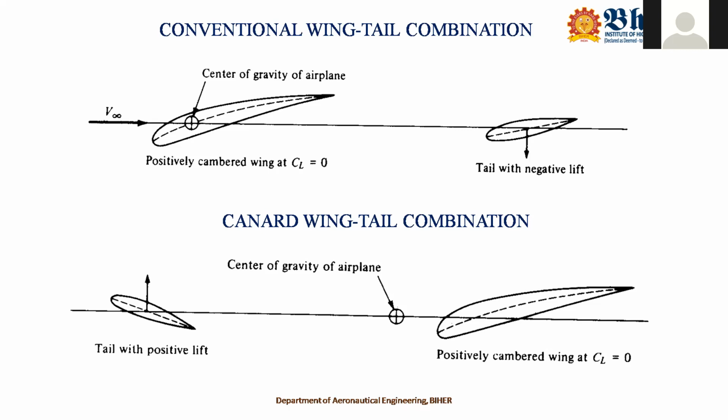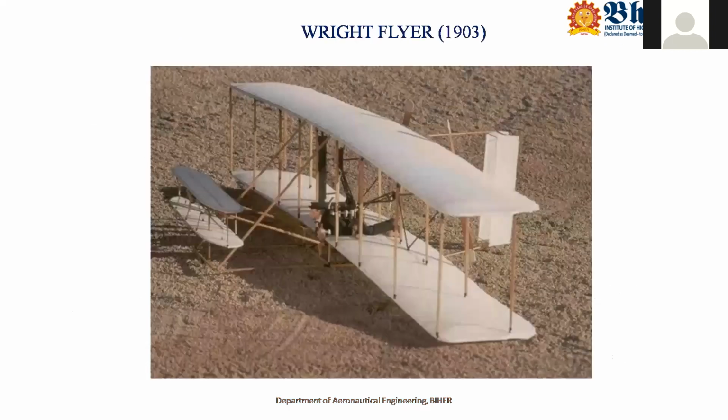And you see, the canard wing-tail combination is actually a failure. That is because this tail actually interrupts the flow towards the wing. Since it is interrupting the flow, the planned lift, the designed lift, cannot be obtained by this configuration, and that is the reason why the canard wing-tail combination is a failure.